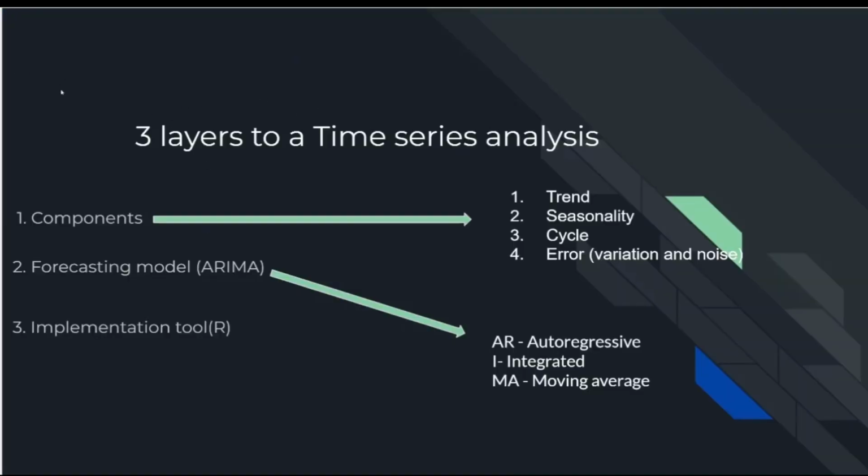First, there are three layers to a time series analysis. There are the components, which can be broken down into four: trend, seasonality, cycle, and error, variation, and noise. There's a forecasting model, which is the ARIMA, autoregressive, integrated, and moving average. And then the implementation tool, which is R, as already stated. So I'm going to go through these in more detail in this introduction video.